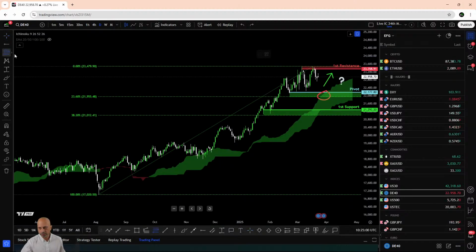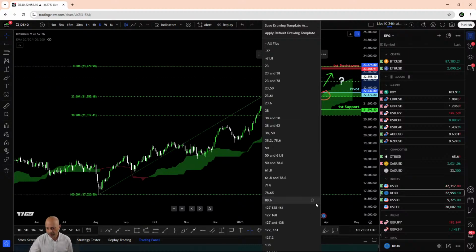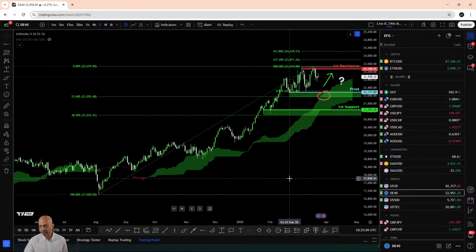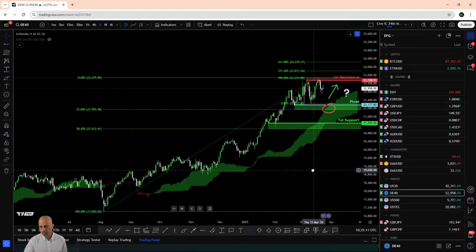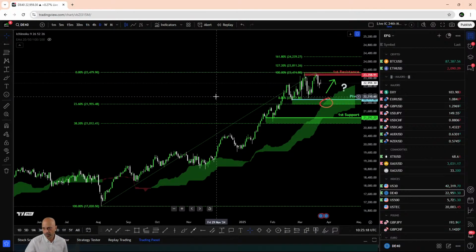To find extension levels, we run a retracement from this swing high on 6th of March going down to the swing low on 11th of March. Key extension levels sit at 127 and 161%. So this is how we've identified potential resistance areas beyond the multi-swing high resistance, beyond the intraday all-time high.